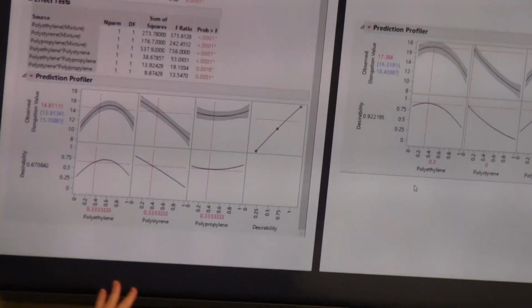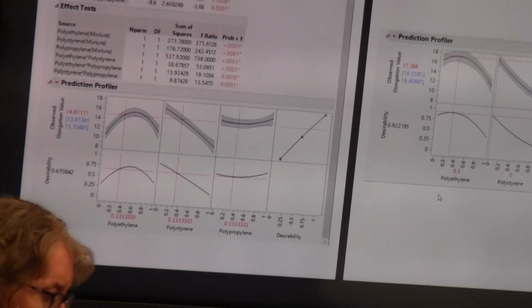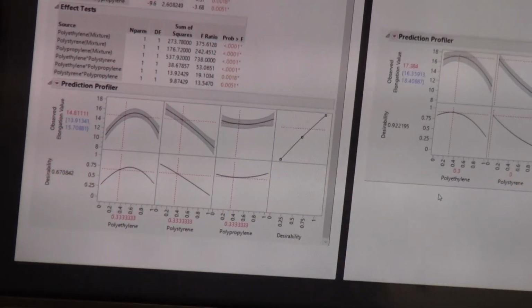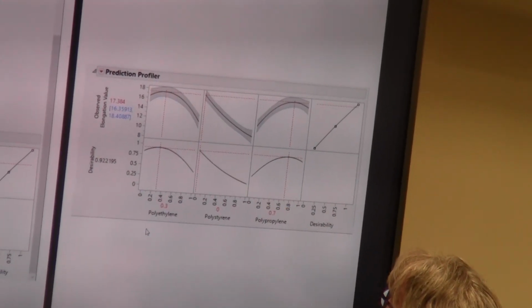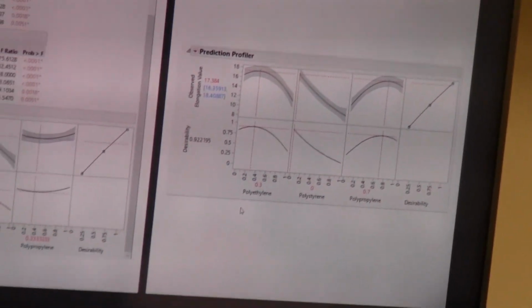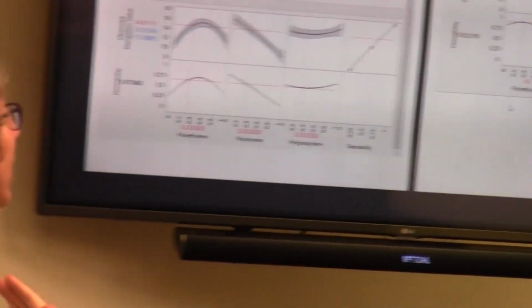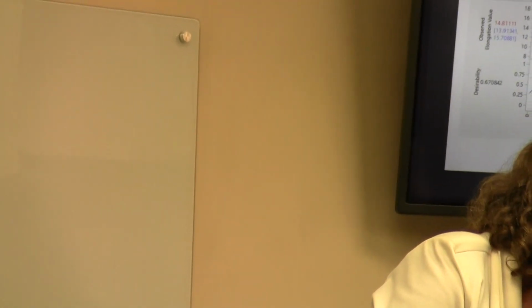Polystyrene isn't helpful, and it's kind of taking away. So if we set that to 0, and then we have this other parabola, we can optimize that and get to the point where if we have about 0.3, about 30% polyethylene and 70% polypropylene, that'll give us over 17 kilograms force, the strongest we can really do with what we have here.